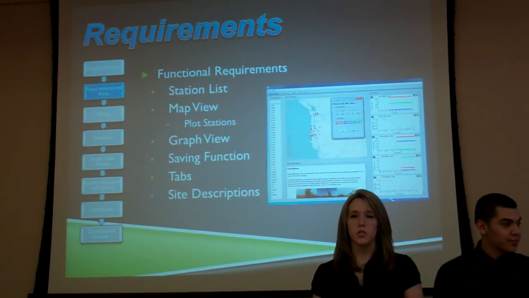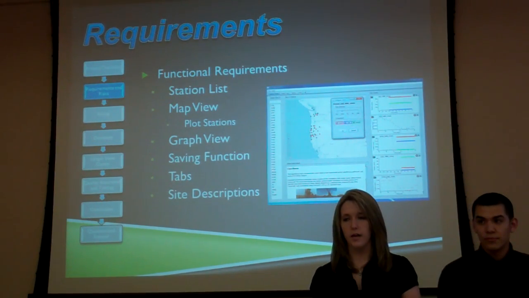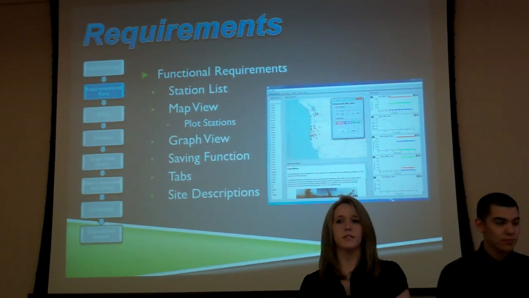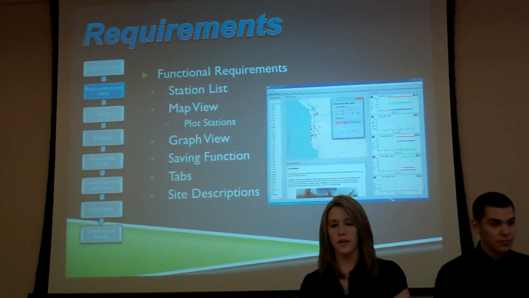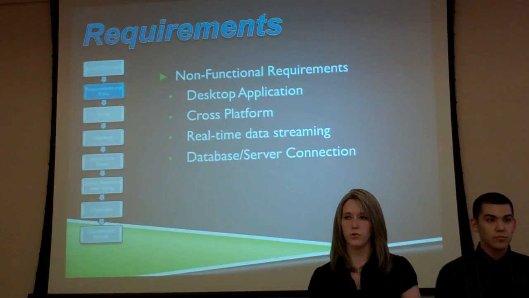They've also asked us to create tabs so they can view the graph view in a larger tab and multiple other tabs that are going to be used in future extensions. The final thing is the site description that allows the user to see pictures around the site and an actual description. On to our non-functional requirements.